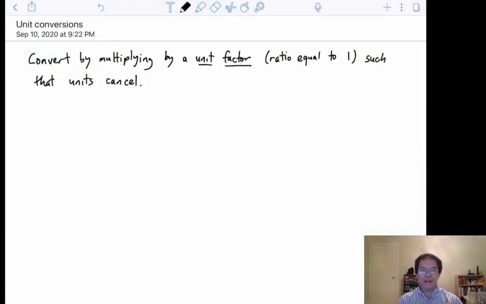In this video, we'll take a few minutes to review how to do unit conversions, and I'll go through a more complex example with a compound unit of the sort that you sometimes encounter in physics. The basic idea of doing unit conversions is a simple one. One just needs to multiply by a unit factor, which is a ratio equal to 1, such that the units cancel. Let me show you what I mean with an example.